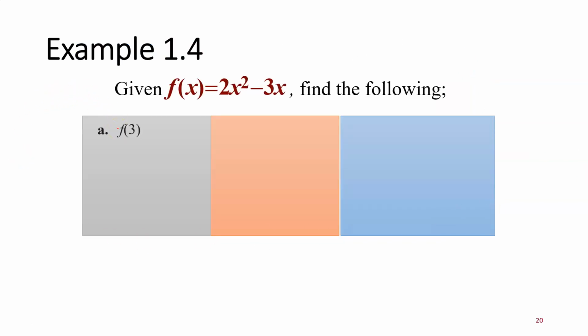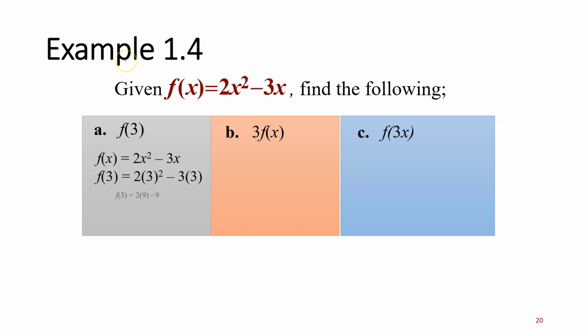Example 4. Okay, let's say you are given a function f(x) equal to 2x square minus 3x, with the following: f(3). So you need to find f(3). How do you find f(3)? f(3) means you need to substitute the x value with 3.